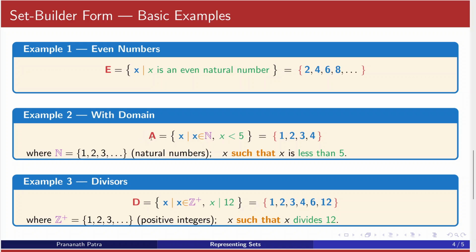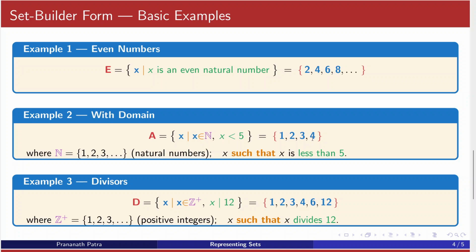Let's move to the second example, where we explicitly state a mathematical domain. We have set A. Set A is the set of all x such that x is an element of the natural numbers and x is less than 5. We know our natural numbers start at 1, so we're looking for basic counting numbers that are strictly smaller than 5. That makes our set very simple to list, just 1, 2, 3, and 4.